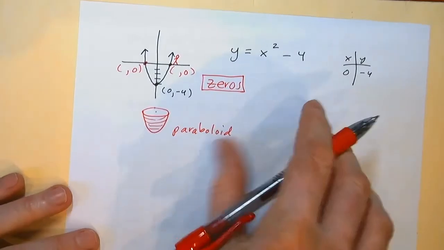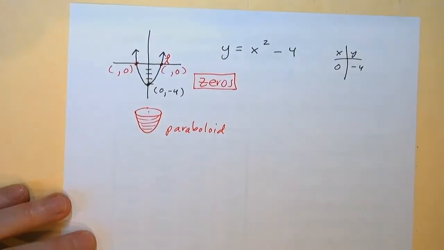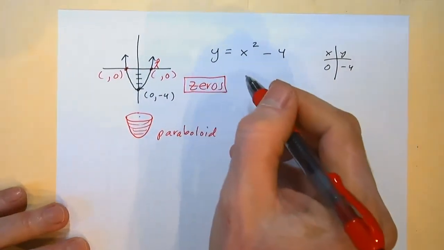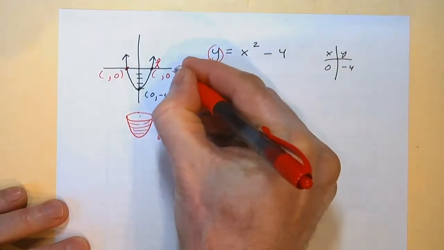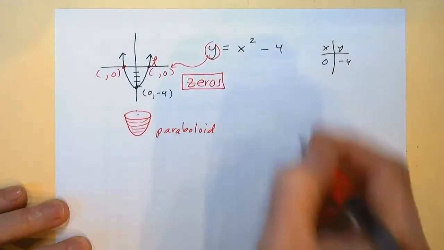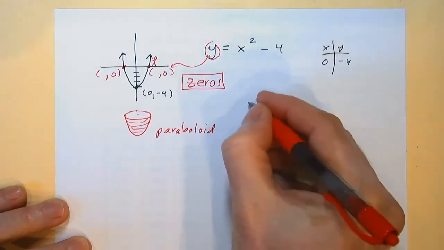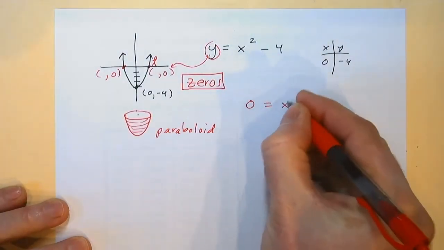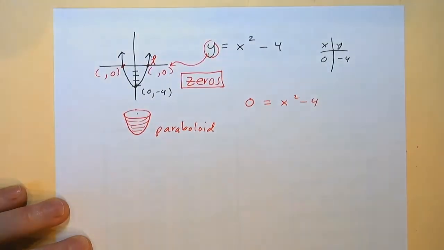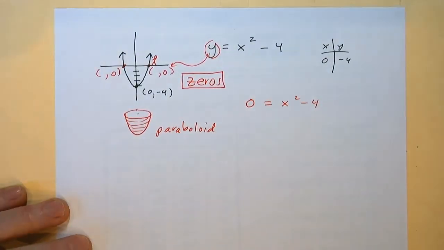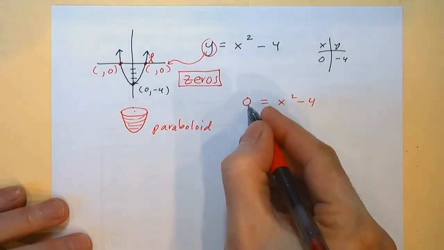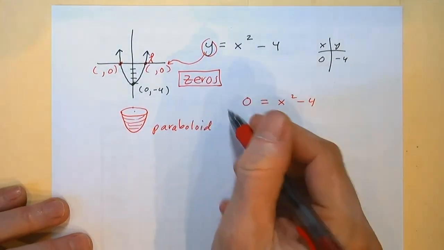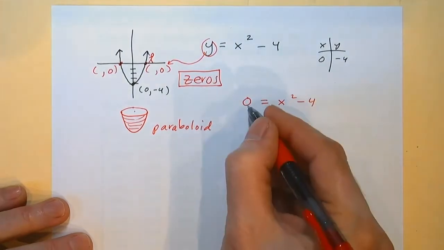So how do I find that? I want to know when y is 0. Let's go over to this equation, and we're going to take this y, and you want it to be 0. So we're going to rewrite this equation as this: 0 equals x squared minus 4. And you're going to solve it. There's more than one way to solve it, but let's factor it. You're always going to set it equal to 0 to find the zeros. You can't find the 3's or something. You set it equal to 0.